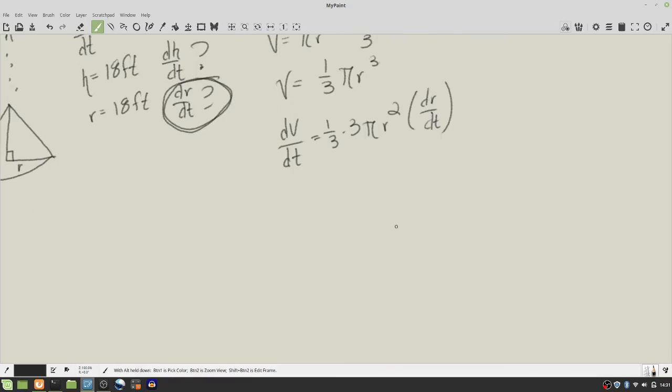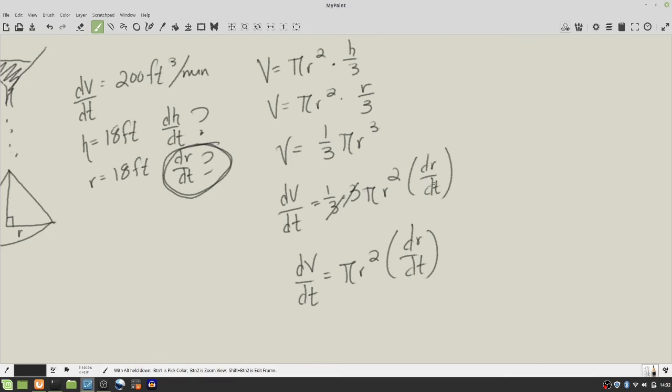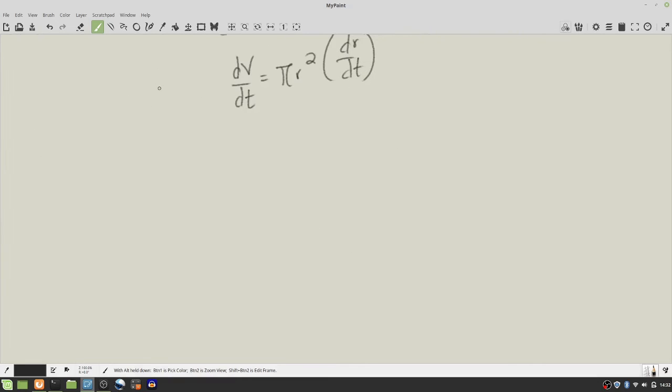And we can simplify this now. We're getting pretty close. So the 3 and the 1/3 cancel each other out, and that becomes 1. So I get dV over dt equals pi r squared times dr dt. Well, I also happen to know this left side here, dV dt. That was given to me at the start as 200 feet cubed per minute. So let's go ahead and write that in. We get 200 equals pi r squared dr over dt. Okay, now I'm going to move this all over to this side. We get 200 over pi r squared equals dr dt.